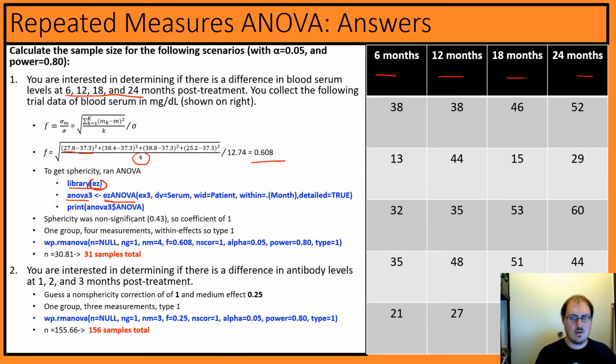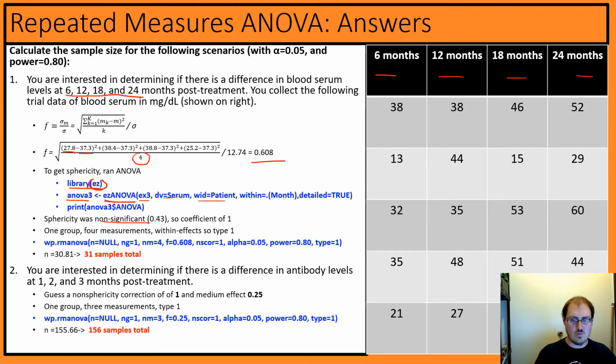I ran this. This is example 3, where I just made a data set of this data, and then serum levels, patients, and then within. And then I got this out. And so essentially we found that sphericity was non-significant.